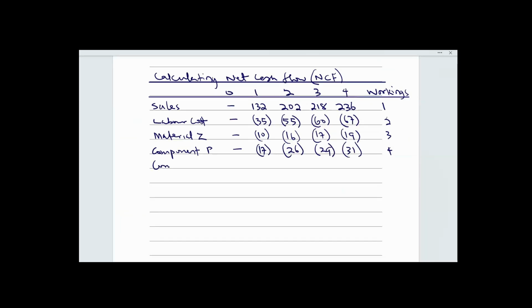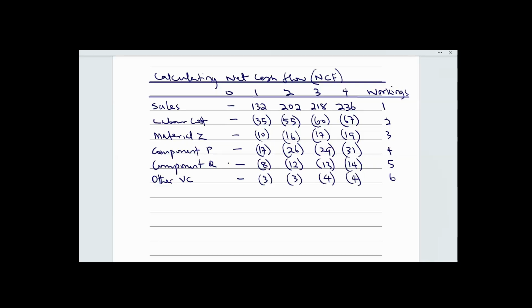Then we also have component Q. 8, 12, 13, and then 14. That's working 5. We have other variable costs in year 1. 3, 4, 4, 4.